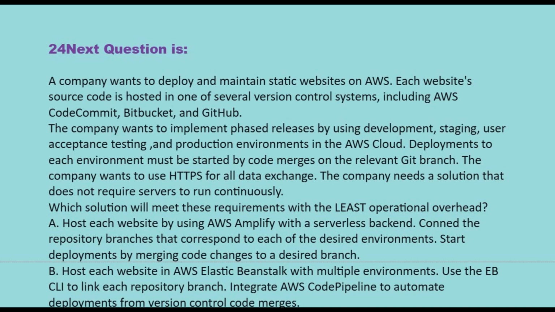The company wants to use HTTPS for all data exchange. The company needs a solution that does not require servers to run continuously. Which solution will meet these requirements with the least operational overhead? Option A hosts each website by using AWS Amplify with a serverless backend connected with the repository branches that correspond to each of the desired environments. Start deployments by merging code changes to a desired branch.